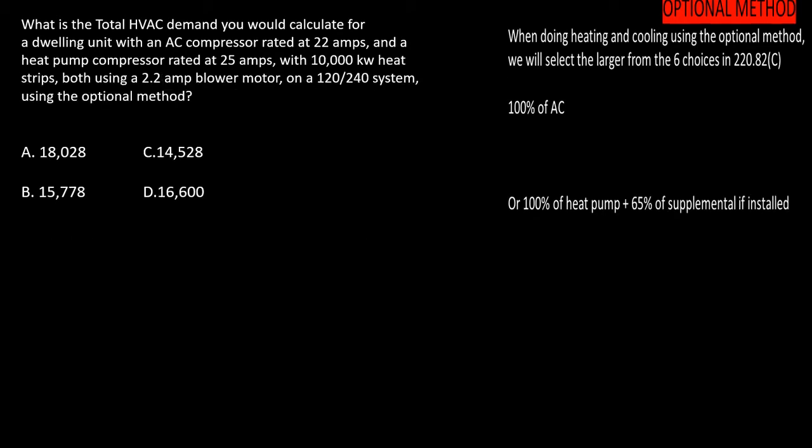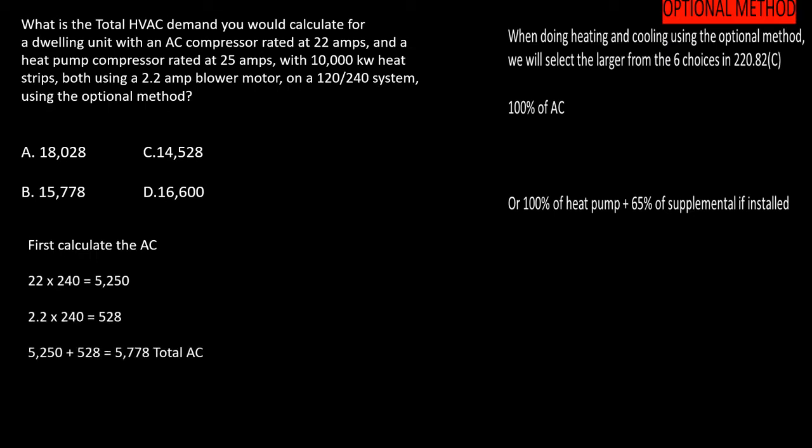All right, what is the total HVAC demand you would calculate for a dwelling unit with an AC compressor at 22 amps and a heat pump compressor at 25 amps with a 10 kW heat strip, both using the 2.2 amp blower motor on a 120/240 volt system using the optional method? We're going to use the same number for the AC through all these calculations. Almost in every case, the heat is always going to be larger, but still bear the math out. So we bear all the math out, we end up with the same conclusion, and we end up with that number. Now let's deal with the heating.